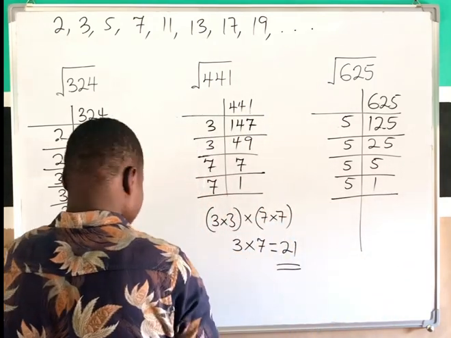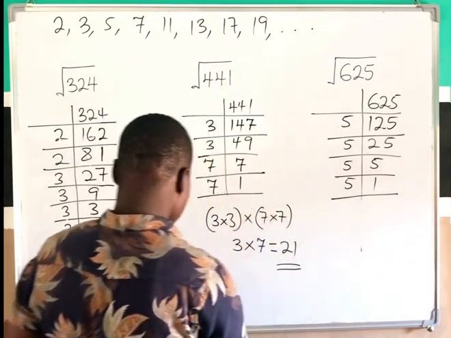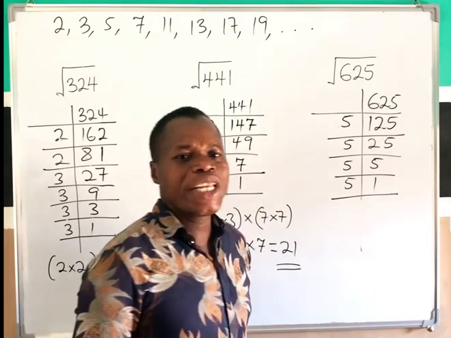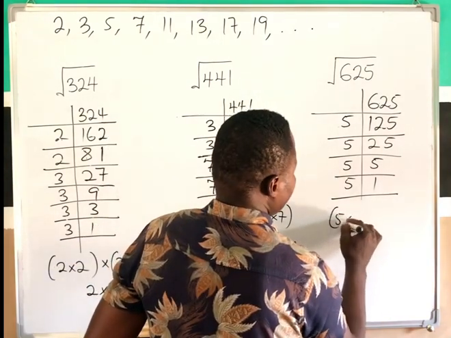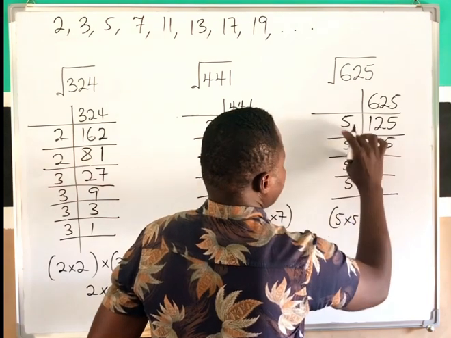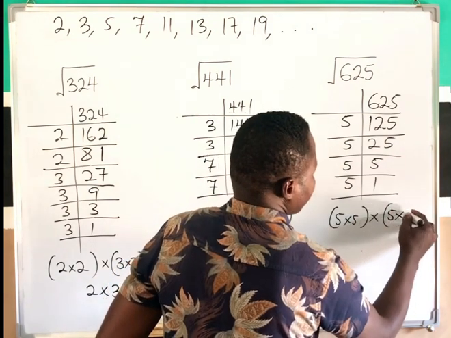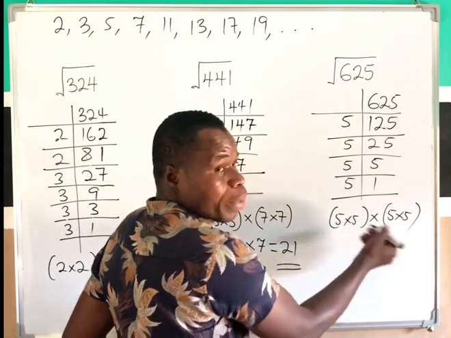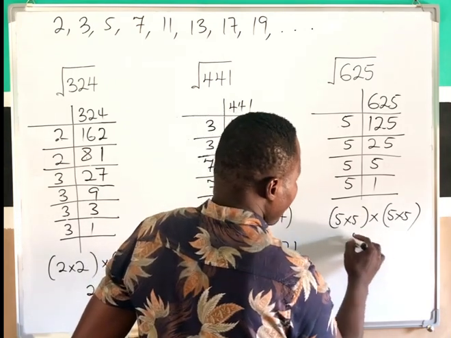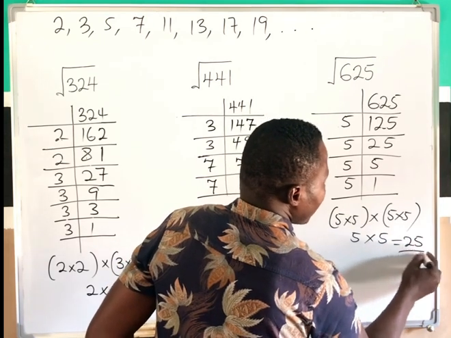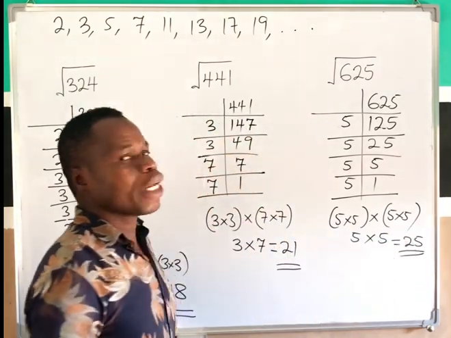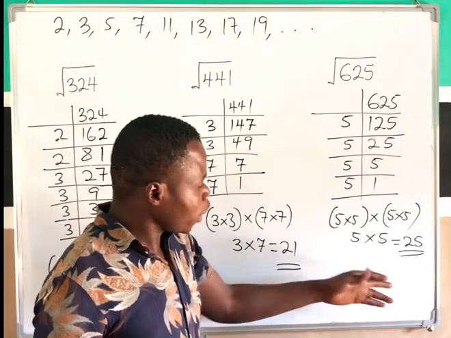Then after this, I will now pair these numbers. Immediately you finish, they will all have pairs. So here I'll have 5 times 5, this and this. Then I'll group this one to 5 times 5. So I'll now pick each of these numbers, I mean those in the bracket. So here I will have 5 times 5. And 5 times 5 is 25. And this simply means that the square root of 625 is 25.